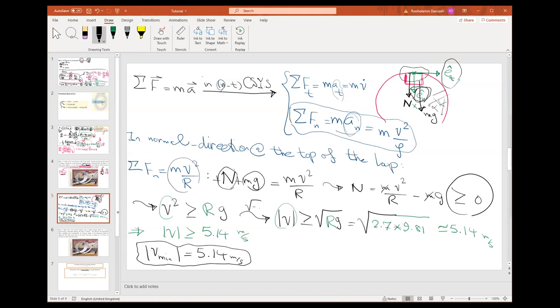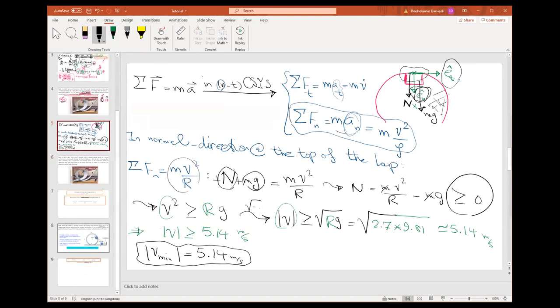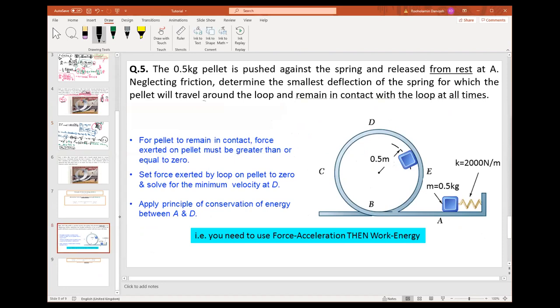The most probable point to have separation between the object and the loop is the top. You may ask, in the last question, it says remain in contact with the loop at all times, yet we just look at the equilibrium of force at the top point. You may ask why not here? We can easily show that the most probable point to experience separation of the object is the top of the loop. We will go through it.